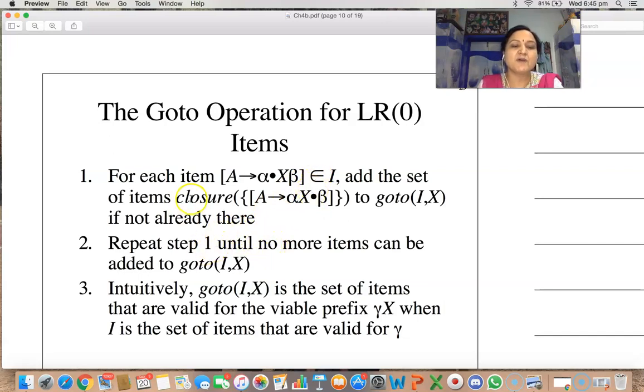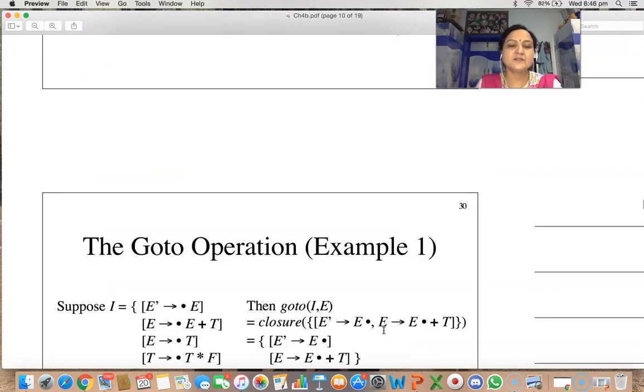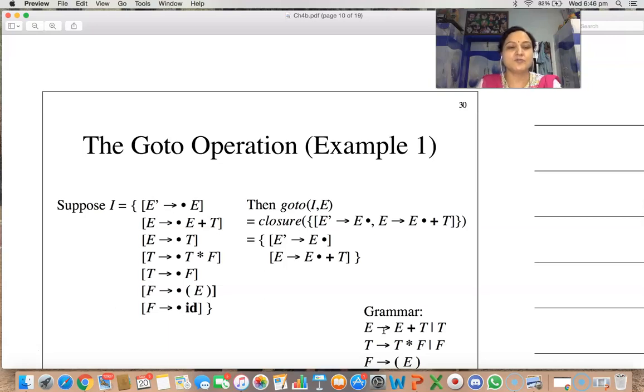So repeat step 1 until no more items can be added into goto I comma X. We have to repeat this for all the symbols of the grammar, maybe terminal symbols, maybe non-terminal symbols. Then intuitively, goto I comma X is the set of items that are valid for the viable prefix gamma X, when I is the set of items that are valid for gamma. So this is nothing but how we compute the goto. So let's see an example of goto operation.